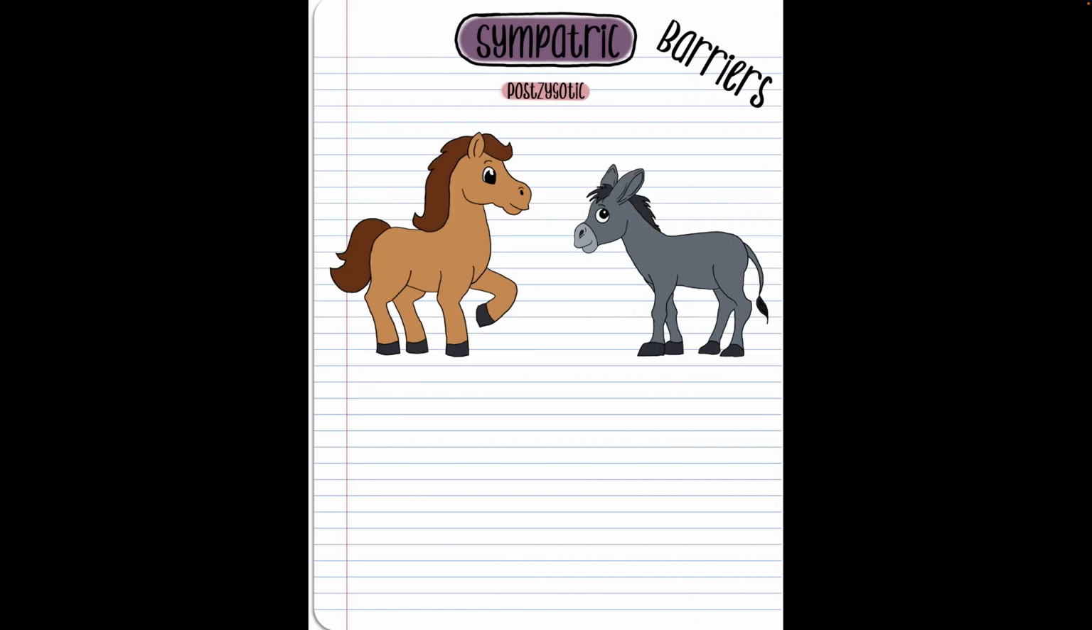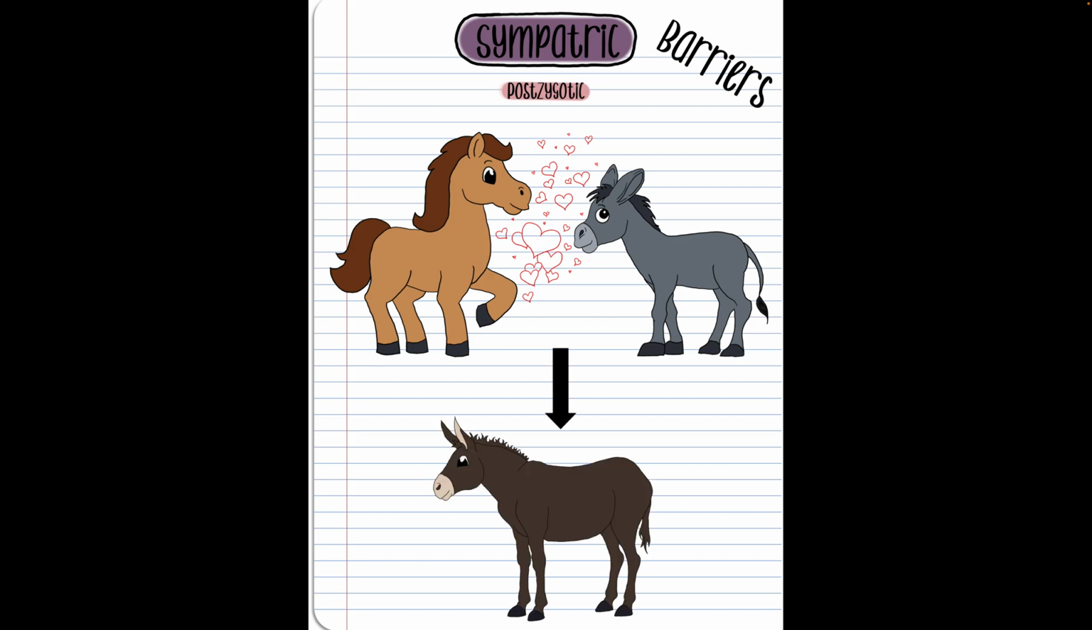On to postzygotic barriers. This means that all the circumstances were right and two organisms were able to breed. But something goes awry after fertilization occurs. Here we have a horse and a donkey. Most people know that they are different species, but they are still able to fall in love, mate, and even produce offspring, which is the mule. But the mule is sterile and therefore not able to pass on its genetic information. Aw, so sad. This is known as reduced hybrid fertility.